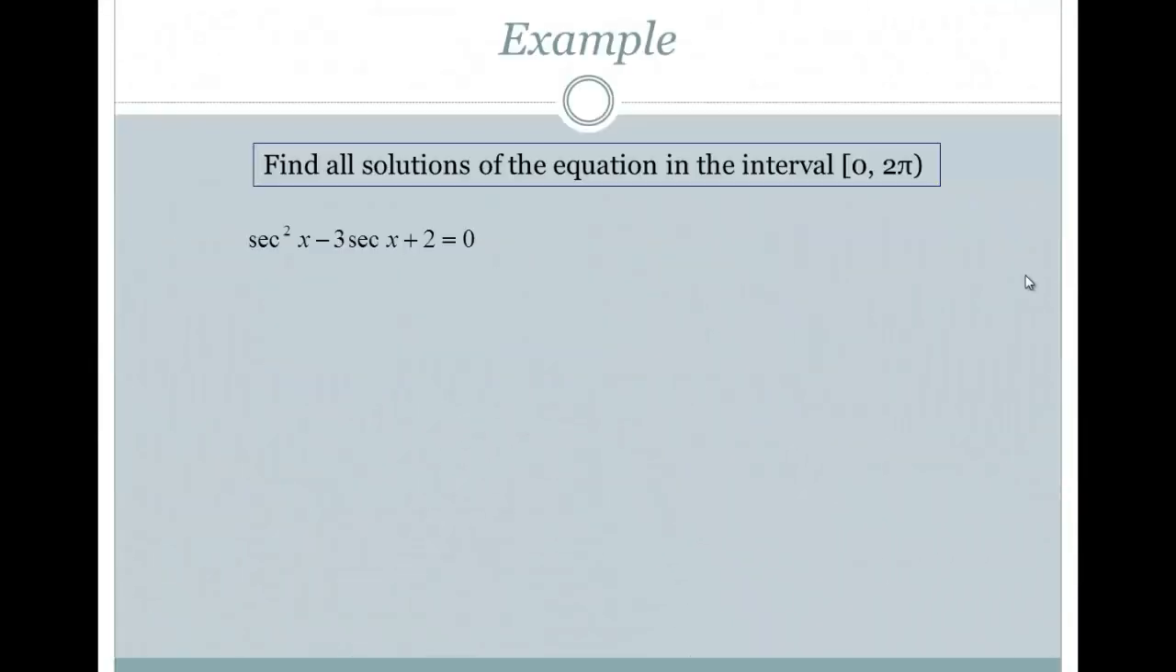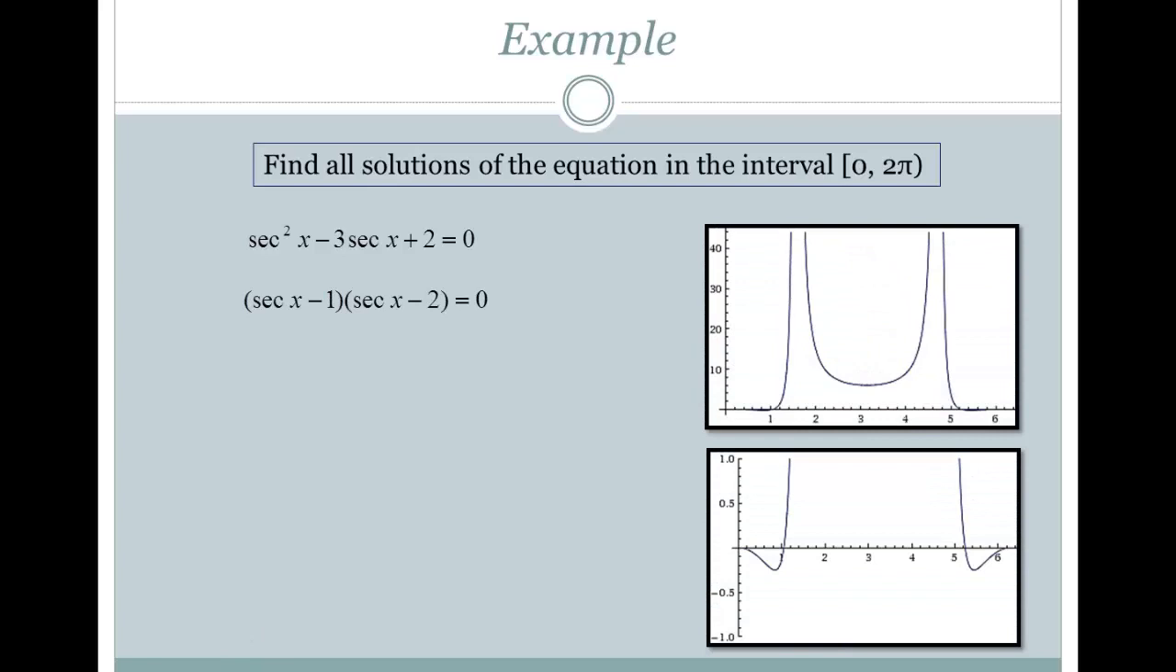Let's go up here. I want to find all the solutions of the equation on the interval of 0 to 2 pi. If I'm looking here, I should notice right off the bat that I should be able to factor that, and I can. We can break it up to secant x minus 1 times secant x minus 2. Now here's a general graph of this equation, secant squared x minus 3 secant x plus 2.